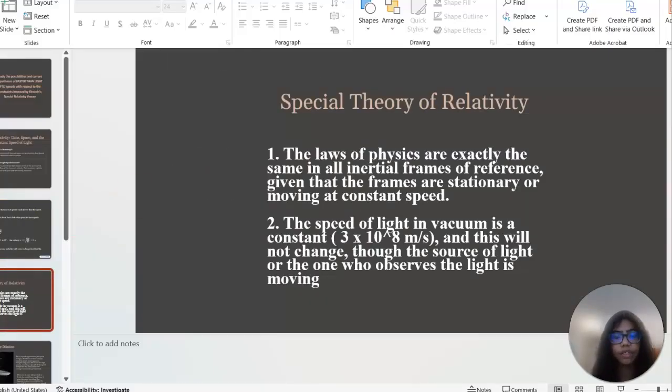Special theory of relativity. First law: the laws of physics are exactly the same in all inertial frames of reference, given that the frames are stationary or moving at constant speed. Second law: the speed of light in vacuum is a constant, 3 times 10 power 8 meters per second, and this will not change, though the source of light or the one who observes the light is moving.